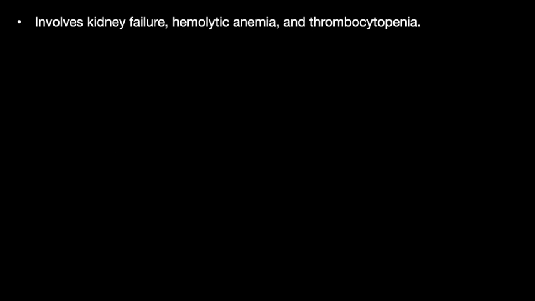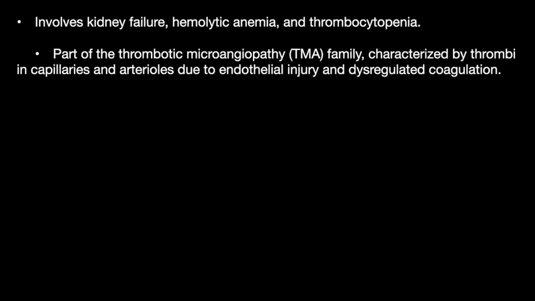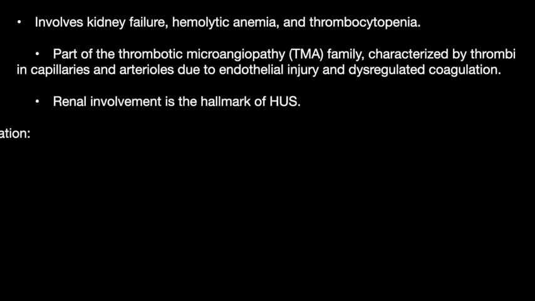So there are two conditions where the complement system is very importantly affected. The first one is atypical hemolytic uremic syndrome. It involves kidney failure, hemolytic anemia, and thrombocytopenia. It's a part of the thrombotic microangiopathy family, characterized by thrombi in the capillaries and arterioles due to endothelial injury and dysregulated coagulation. Renal involvement is the hallmark of HUS.